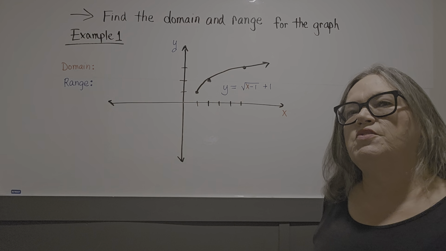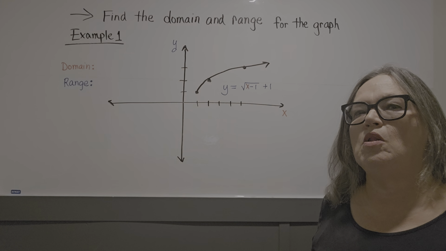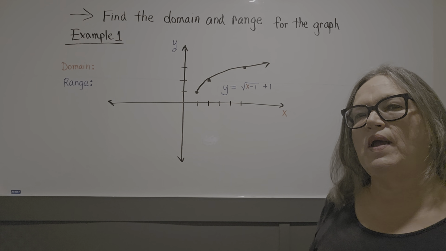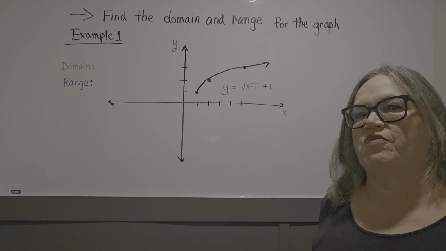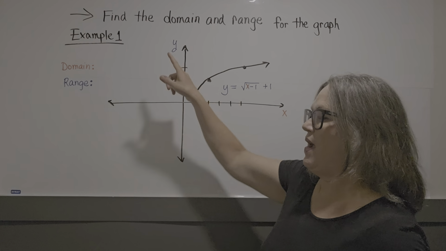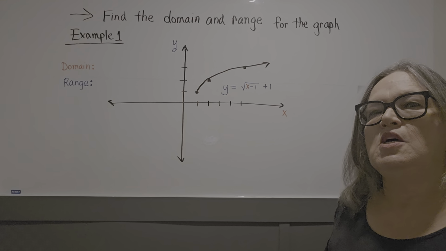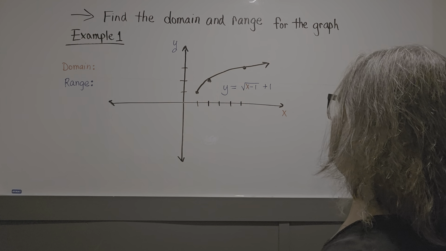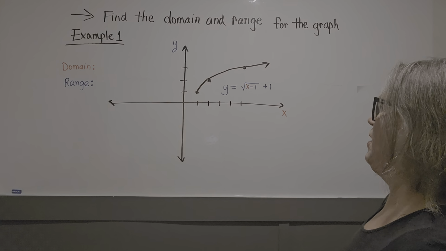Okay, so to find the domain, we were looking for all possible x values that can go into the function. And the range is everything that's coming out of the function. Those are the y values. So that's why I've color-coded that in blue. So let's take a look at how we determine this. Well, let's start with the domain. Remember, the domain is all possible x values.